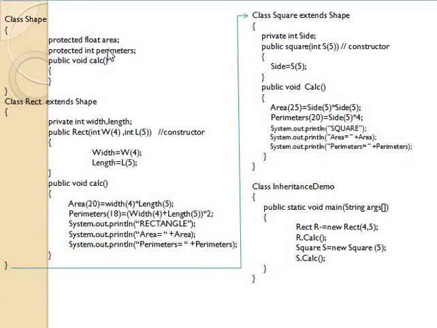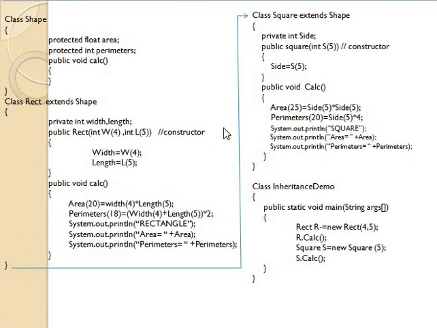That's why you don't see area and perimeter assigned any values inside the main method of this class InheritanceDemo. But you can see that these data members were assigned some values using some expressions inside the derived classes Rect and Square, because these derived classes inherit the properties of the base class Shape, and in turn inherit the data members which have been declared protected.